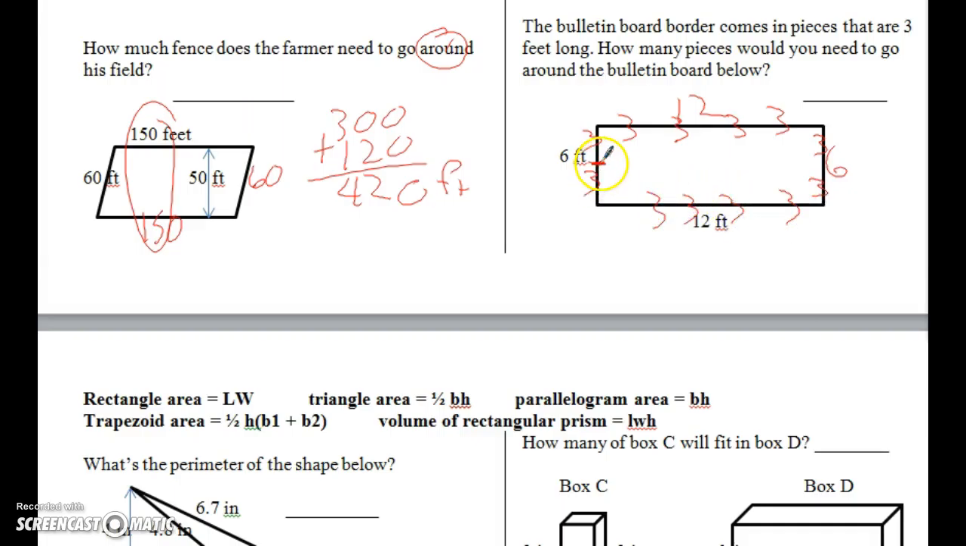Now we just add them up. 1, 2, 3, 4, 5, 6, 7, 8, 9, 10, 11, 12. The other way I could do that is add up the perimeter. So 12 plus 12 is 24. 6 plus 6 is 12. 24 plus 12 gets me to 36. And then I'm going to divide that by the 3 feet long pieces, and you'll find out you need 12 of them. So it works the same both ways.